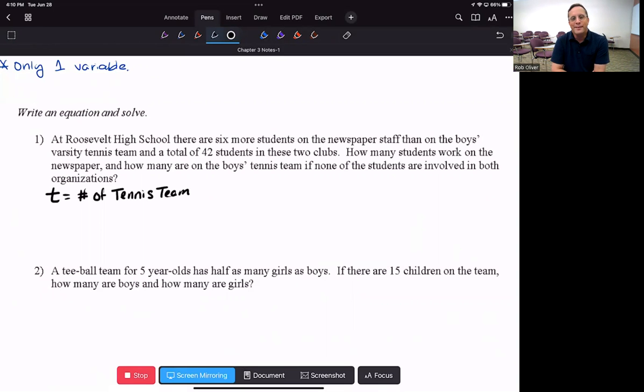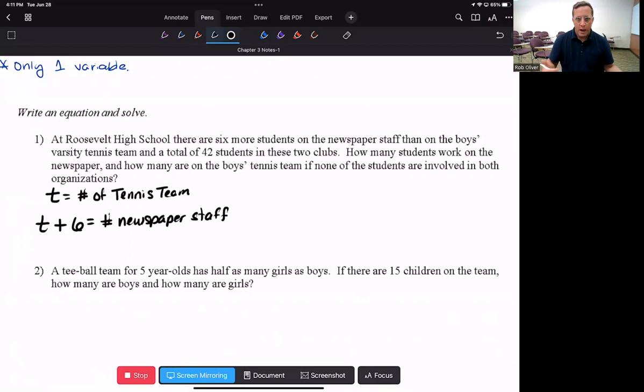And then since it says that 6 more students are on the newspaper staff, you're tempted to use a different letter, like an N for newspaper staff, or X and Y, but we're not yet to systems of equations where you could assign 2 different variables. So for right now, we're going to solve this with 1 variable. Let's stick with T, but I'm going to do T plus 6. That's going to represent the number on the newspaper staff. So those 2 expressions, T is an expression. I know it's just a letter, but T is an expression, and T plus 6 is an expression.